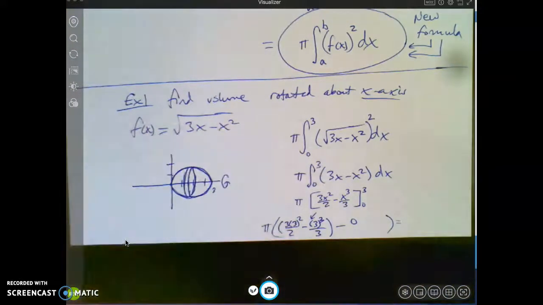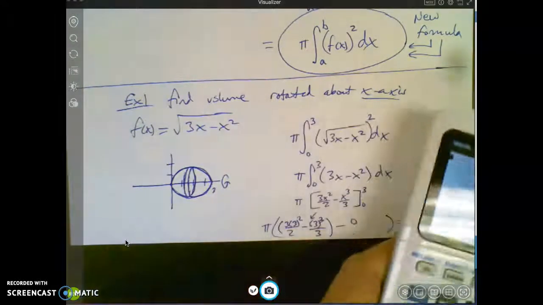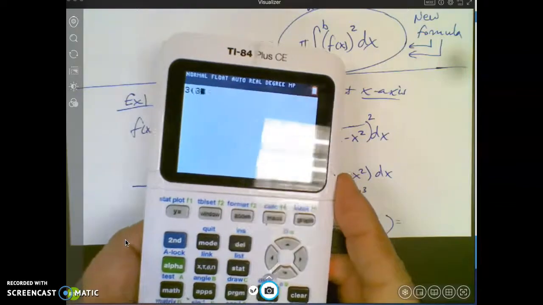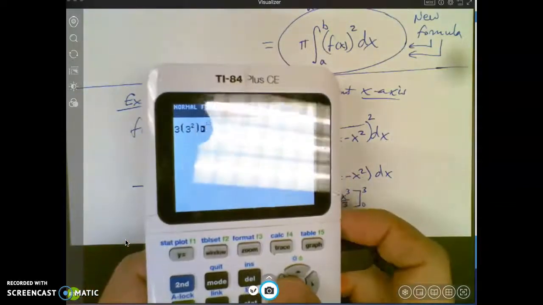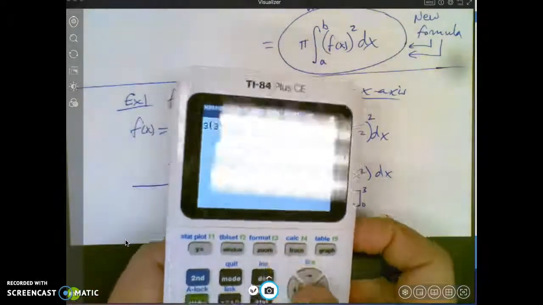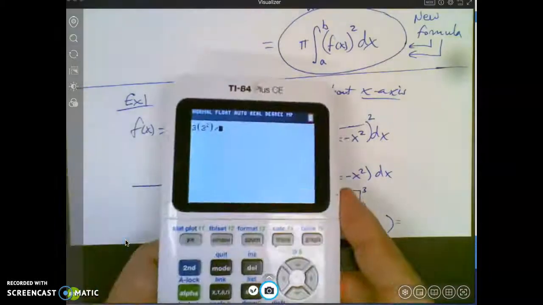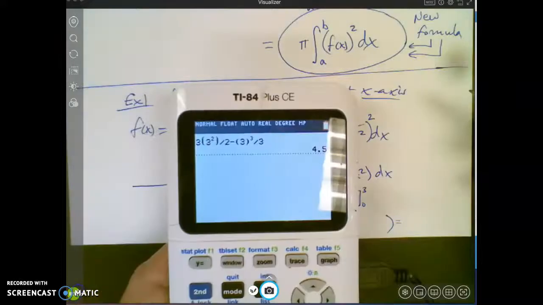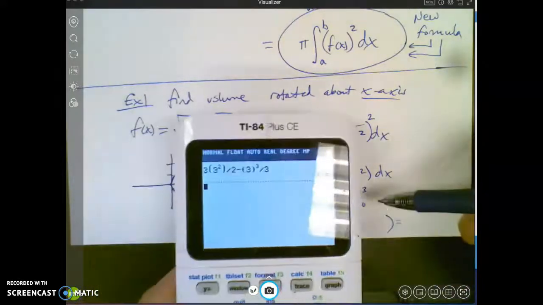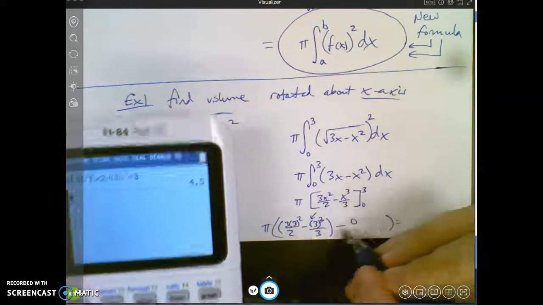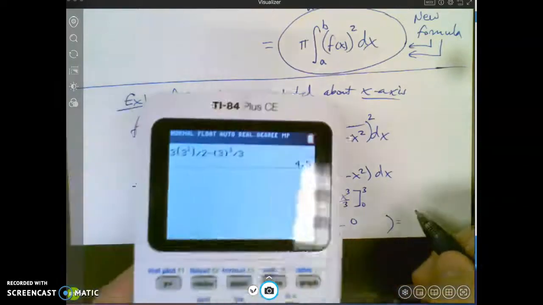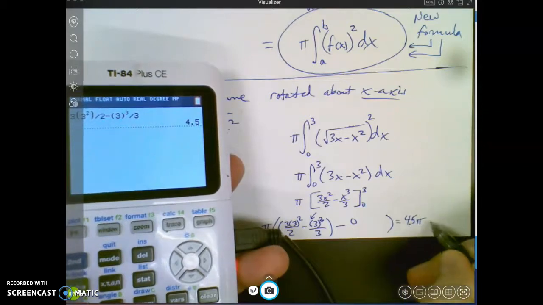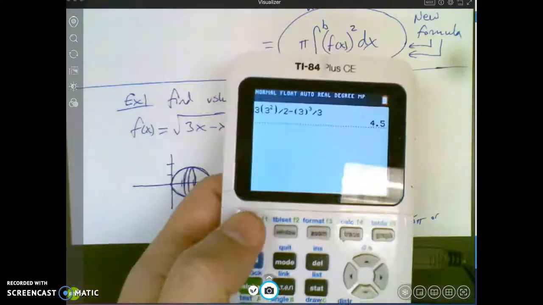So all I really have to do is carefully type this in. 3 times 3 squared over 2 minus 3 cubed over 3, and then minus 0, and then that's 4.5. 4.5 pi, so we're going to multiply by pi.